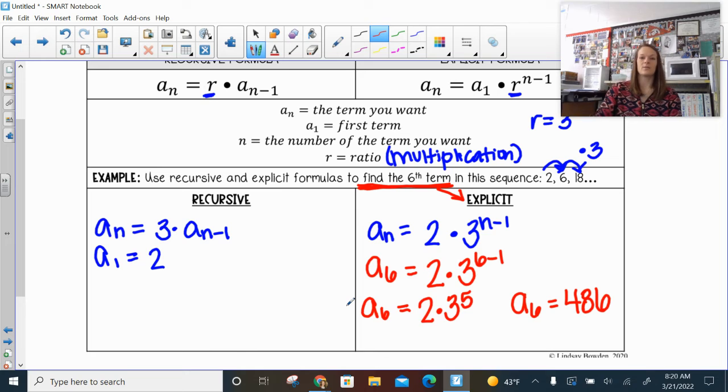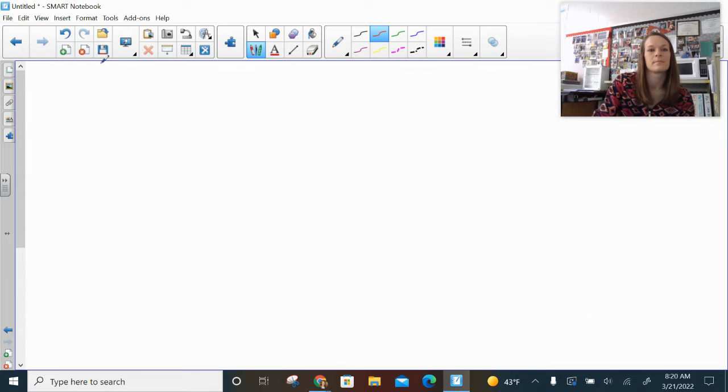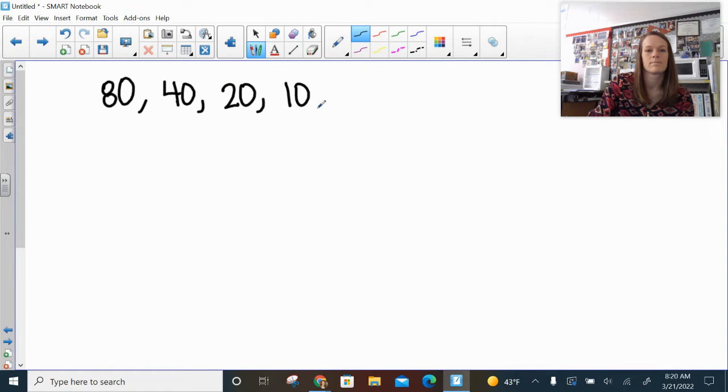Okay, so that is an example of a geometric sequence. We will do one more. So let's say I have this one. We clearly see it's going down.